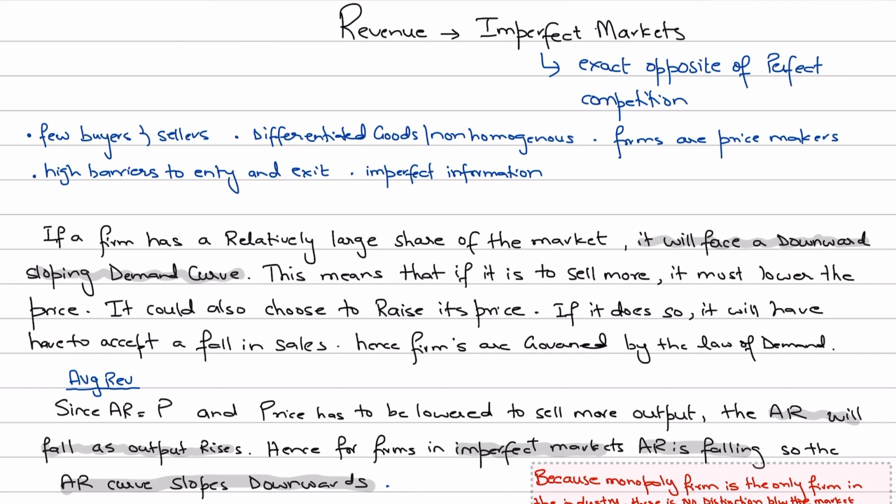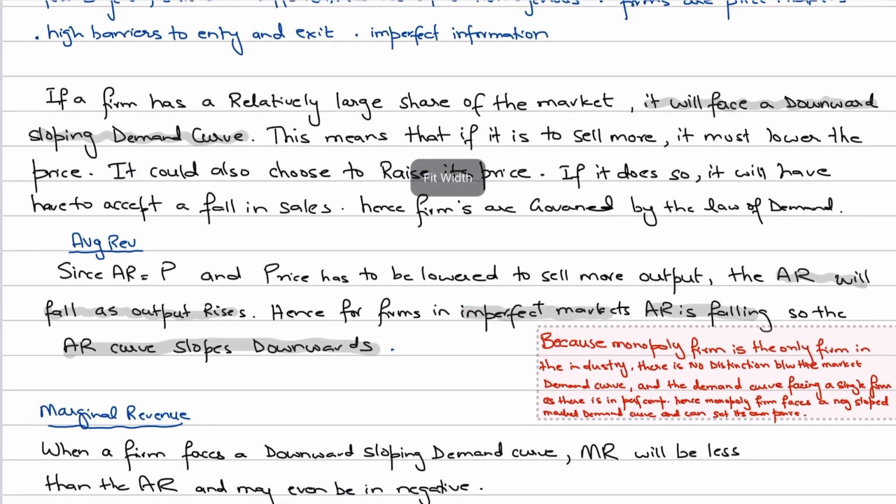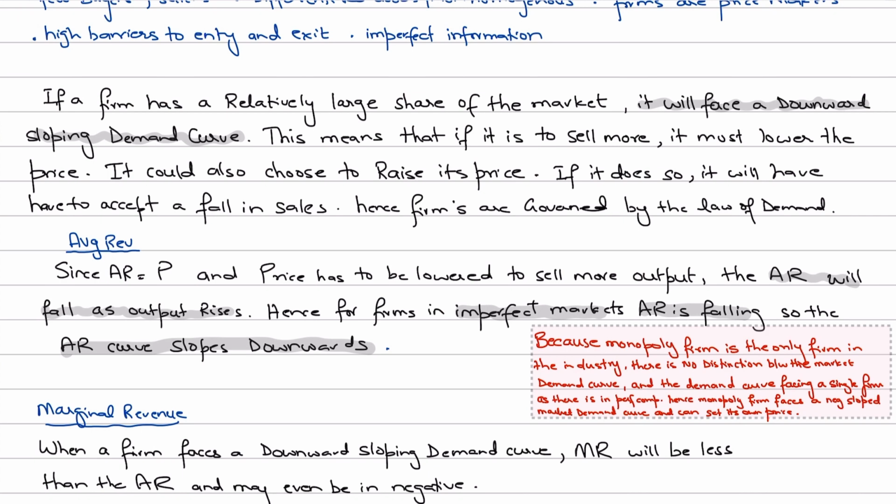So it simply means that if a firm wants to sell more, it must lower the price, and if it wants to raise the price, then obviously it will have to accept the decline in sales. So we could say that firms that exist in imperfect markets and have market power are governed by the law of demand. That's what you could write in your answer, right?